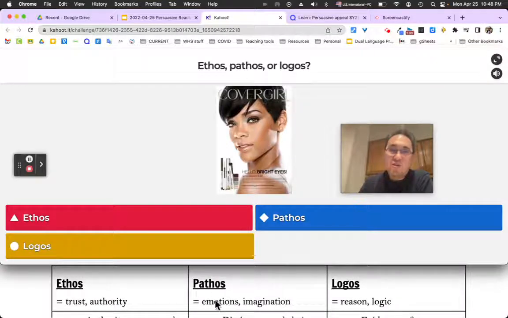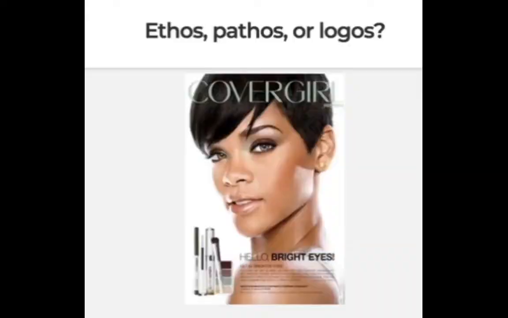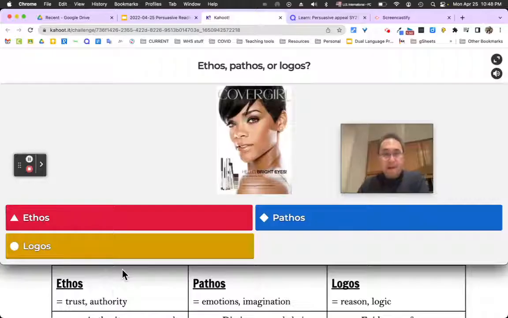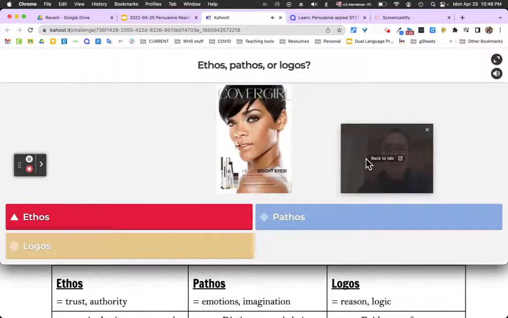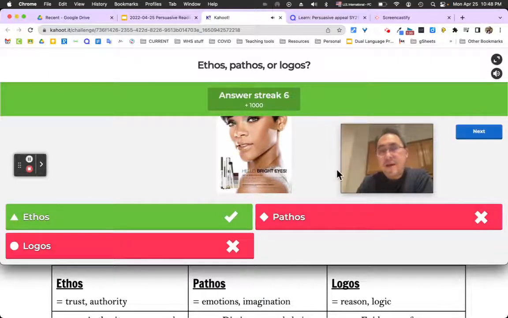You might be like, oh, she's kind of pretty. Emotionally, I might be attracted to her, but really, we're looking for this singer. I think it's Rihanna now that I think of it, but maybe I'm wrong. But I'm pretty sure it's Rihanna. And so we're looking for her as a beautiful person and as our authority. She's beautiful. She uses this makeup, so we should trust her. That's our ethos right there.